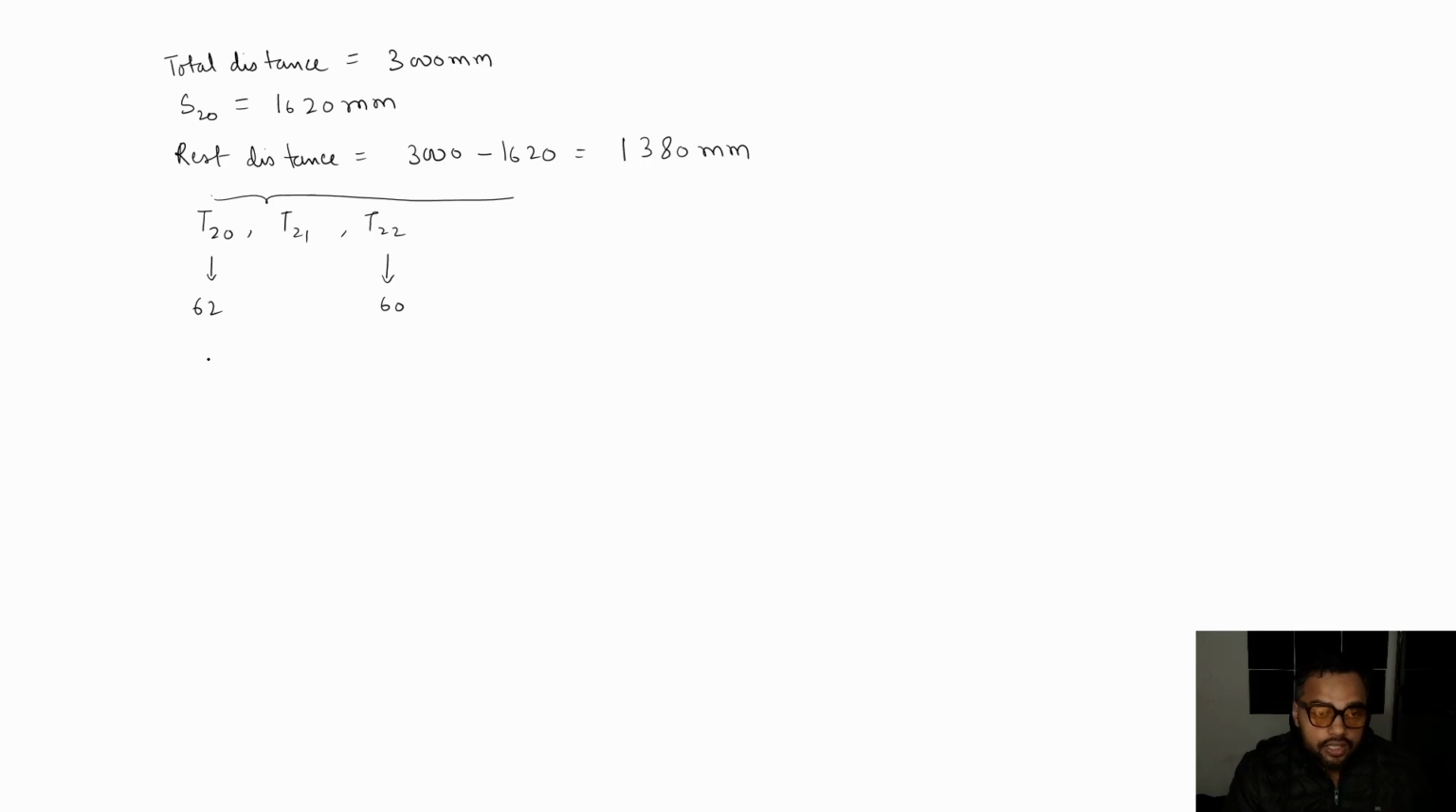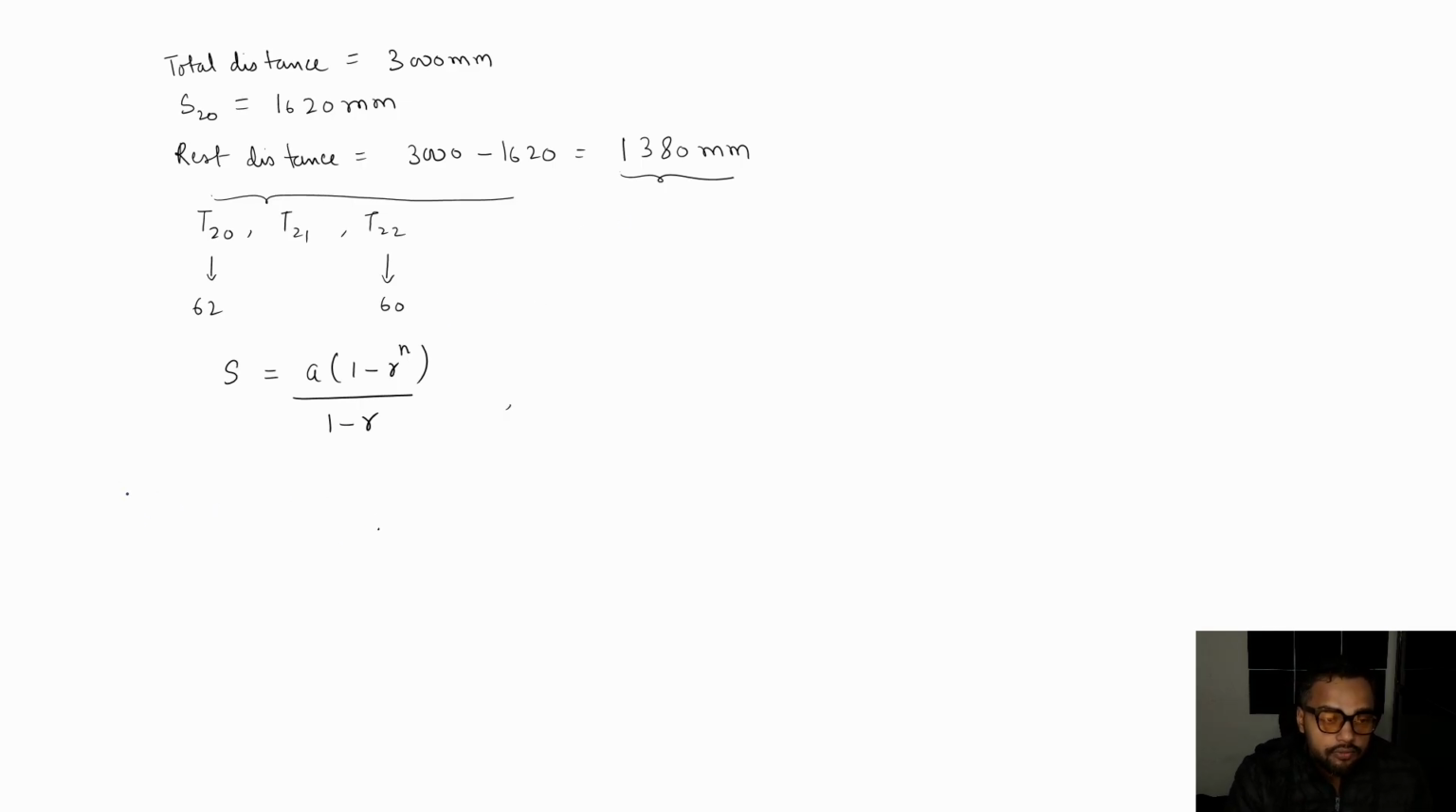So if we need to find the total distance after the 20th hit, whatever remaining distance has been left, we will be applying the sum of the geometric sequence formula instead of the arithmetic formula. The 21st term we were not able to find, but T22 was 60. So from here we can see that they have told in the question that it is forming a geometric sequence.